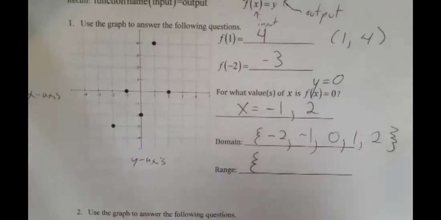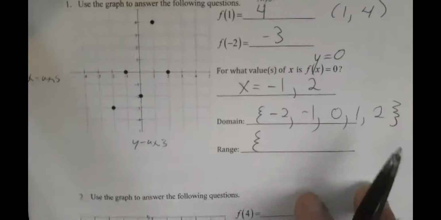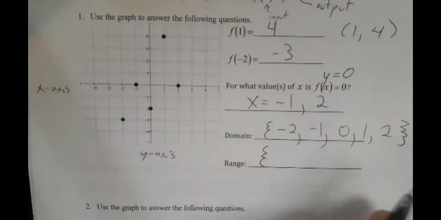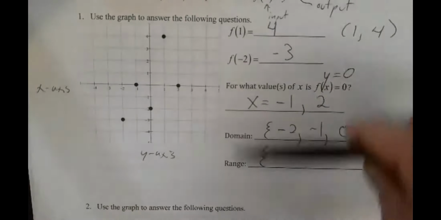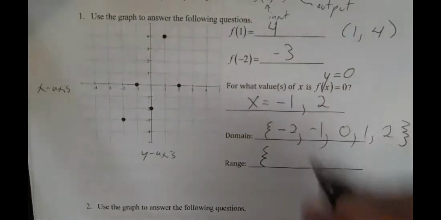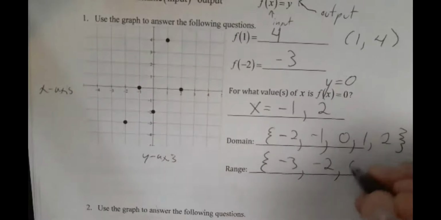And now I'm looking at my range, with the square bracket over here. That's a bracket. Okay, so now we're looking at range. We go bottom to top for the range. So -3, -2, we have 0 and we have 4.